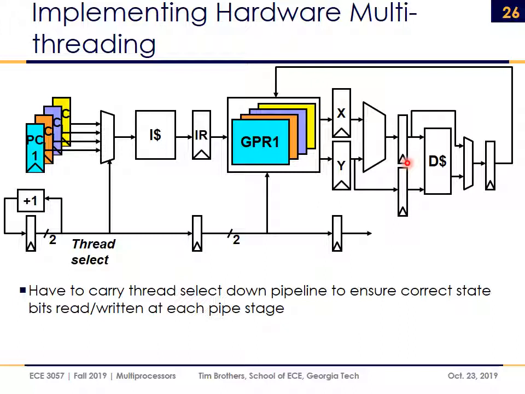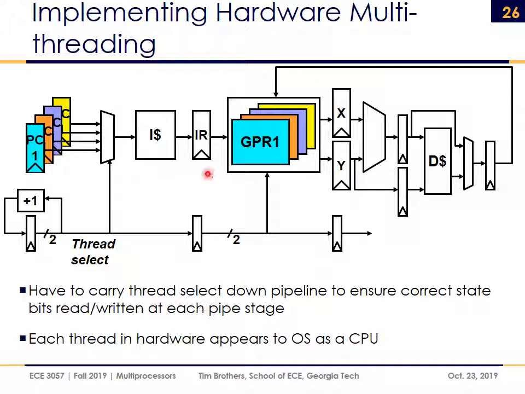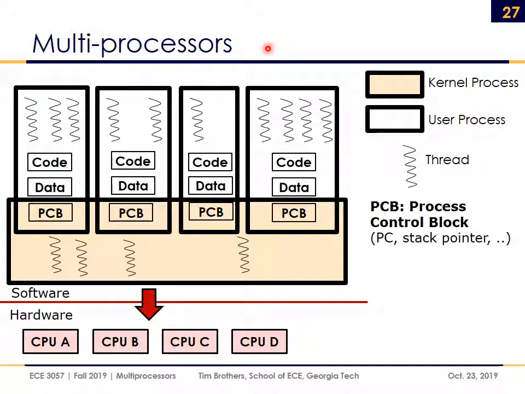So how do we carry the thread select down the pipeline to ensure correct state bits are read and written at each pipeline stage? Each thread in the hardware appears to the OS as a CPU. So this is a multi-core style implementation. Given each of these multiple PCs, these are multiple things that the operating system can assign to these resources. So even though they're making use of the majority of this hardware, it is unique from the eyes of the operating system. So if we have multiple processors, we have multiple threads, we have multiple processes.